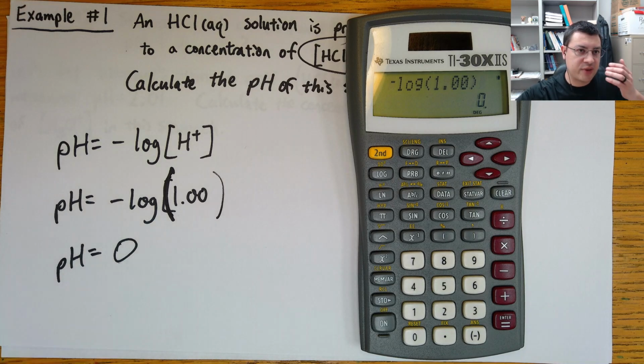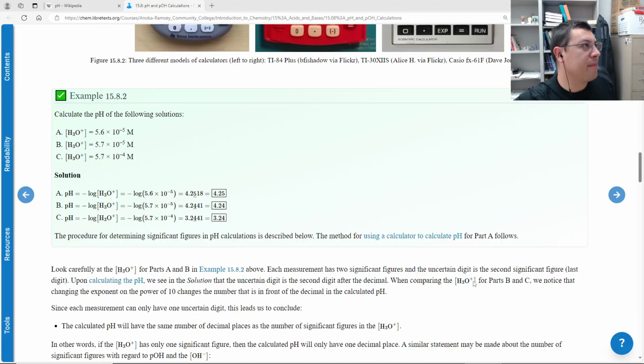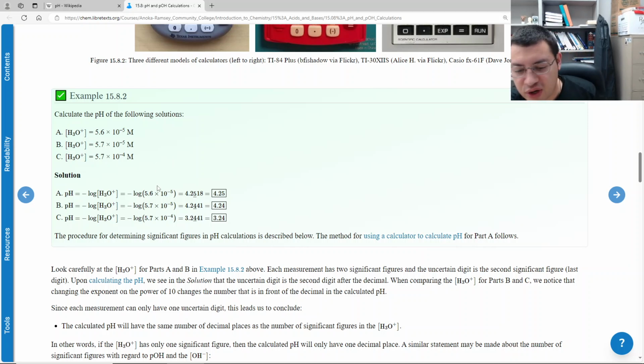But if you're in a class where they ask you about sig figs in your pH calculations, there's something you might want to be aware of. All right, here's a nice web page from CHEM LibreText. Looks like this was put together from Anoka Ramsey Community College. Thank you to them. So let's take a look. We have a nice example here, H3O+ at a bunch of different concentrations, but they're actually not that different.